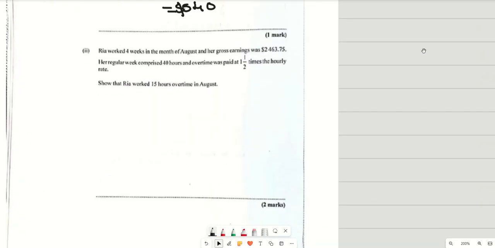Part 2, right? Rhea worked 4 weeks in the month of August. Her gross earning was, gross meaning before any deductions have been made, her total amount that she worked for. Her regular week comprised 40 hours and overtime was paid at time and a half hourly rate. Show that Rhea worked 15 hours overtime in August.